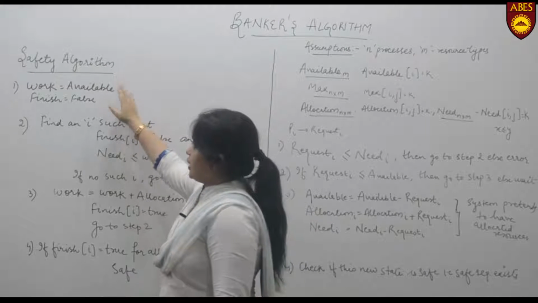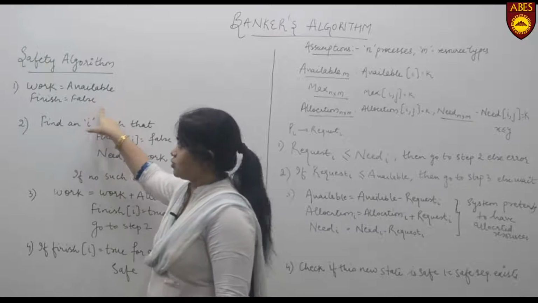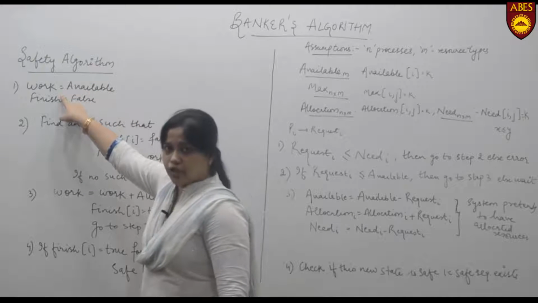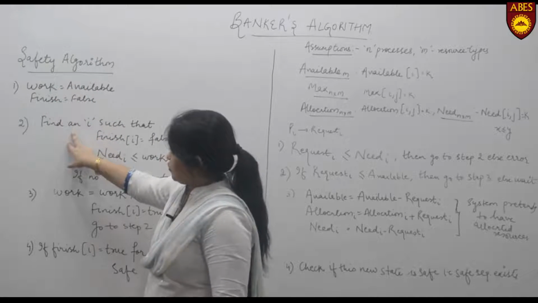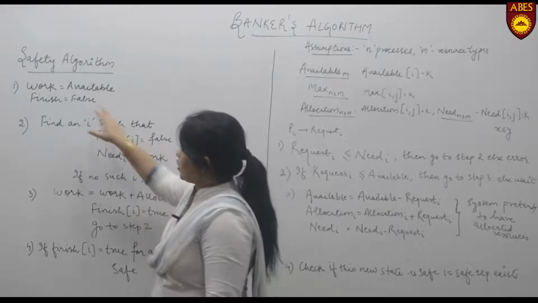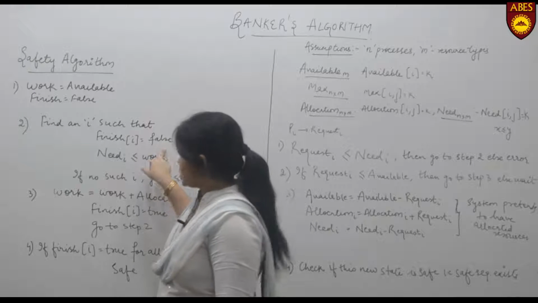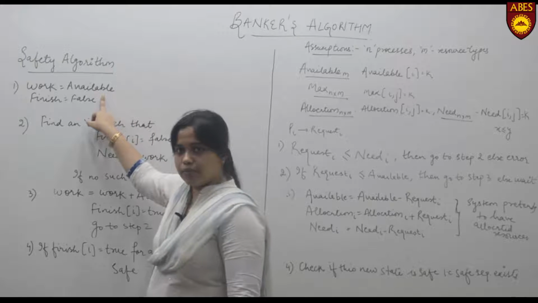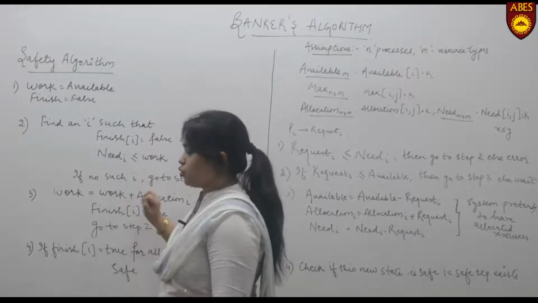In the safety algorithm we use two vectors: work equals available, and finish equals false. The available is assigned to work under a new name, but these are the resources we are taking as work. In the second step, find an i such that finish[i] equals false, initialized to false, and need is less than or equal to work, where work is the available vector we took previously. If no such i exists, then go to step 4.